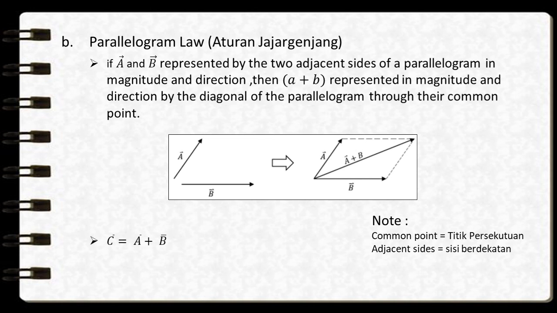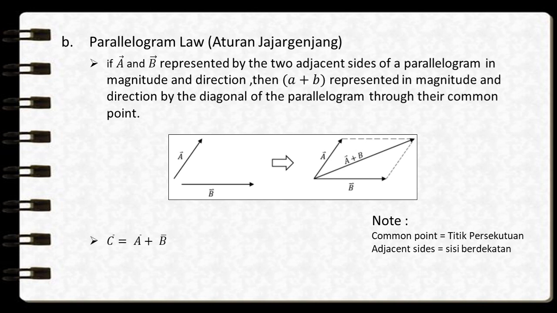Okay, next I will explain the parallelogram law. In the parallelogram law, if vector A and vector B are represented by the two adjacent sides of a parallelogram in magnitude and direction, then A plus B is represented in magnitude and direction by the diagonal of the parallelogram through the common point.